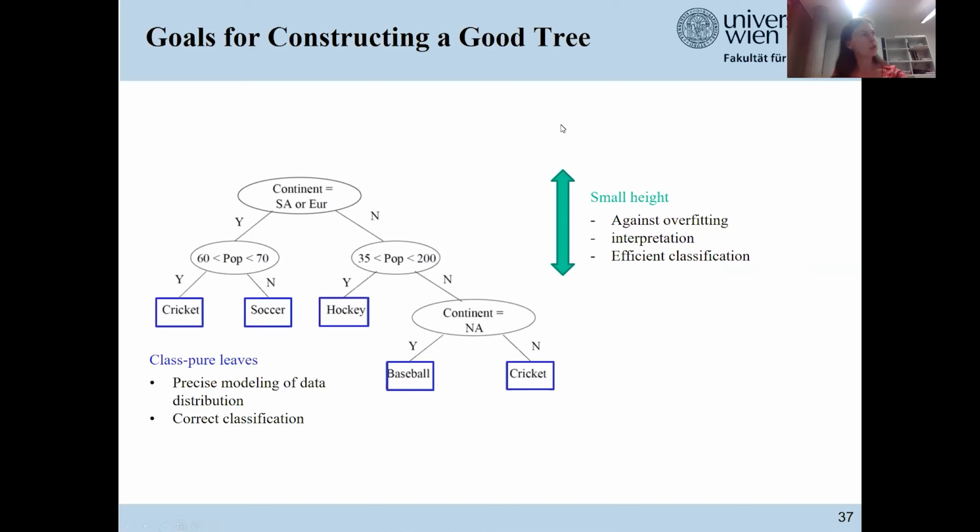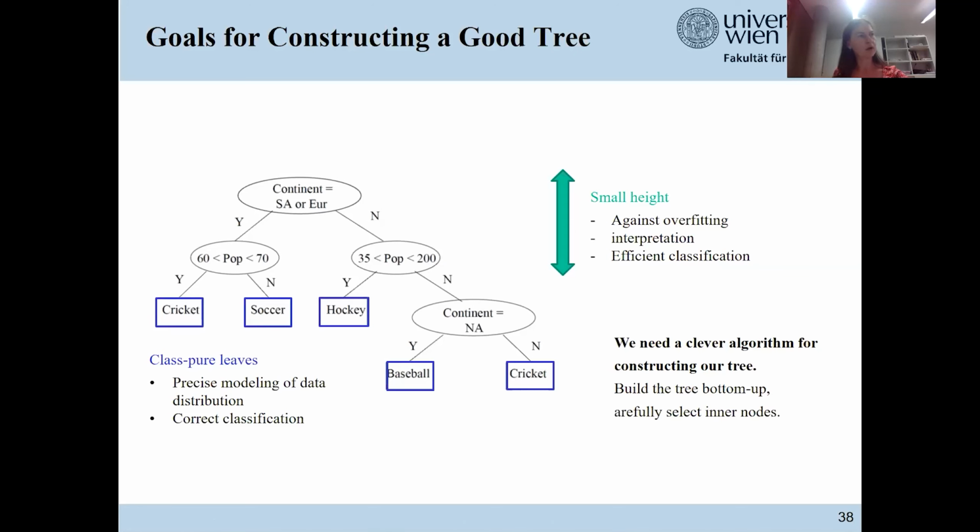And this is one goal, that we want to keep the tree small. However, we have a second goal, and actually these goals are conflicting a bit. We want to have class pure leaves. So the leaves should consist of only objects of one class, or only training data of one class should go into each of the leaves, because then we know that we precisely have modeled our data distribution of the training data. And this is a prerequisite for correct classification of the test data.